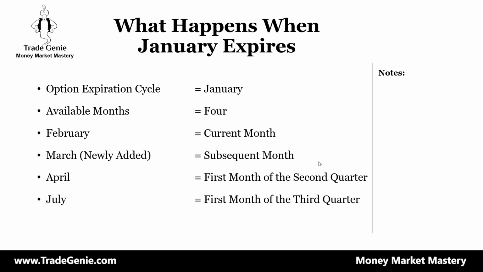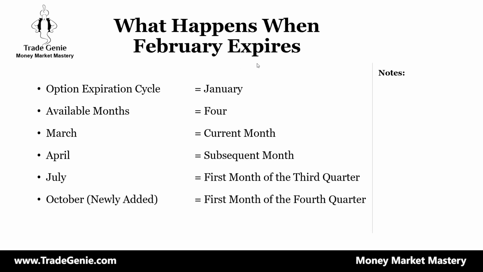If you are trading and it's the last day of the option expiration cycle, let's say January 20th, you may not want to buy February, you say, okay, February is too close, and April and July are far. So you may want to wait for the March option to be listed, and then you can buy the March option. March will be newly added because we need to have 4 months. So now we have February, March, April, and July when January expires.